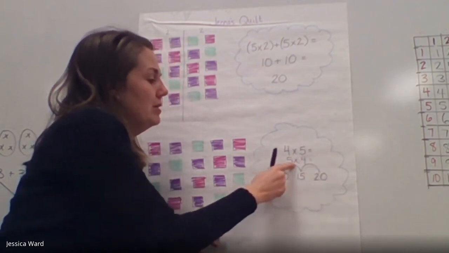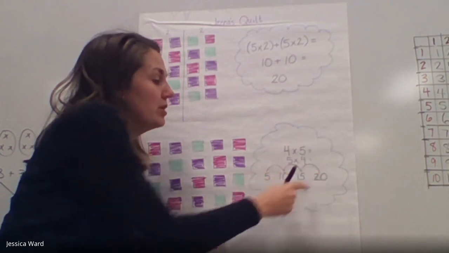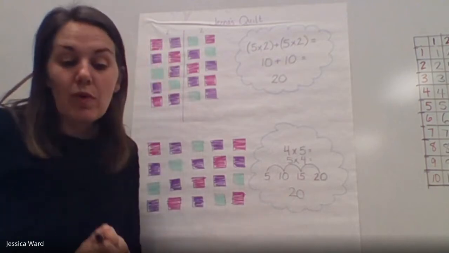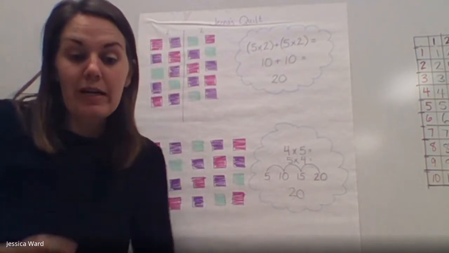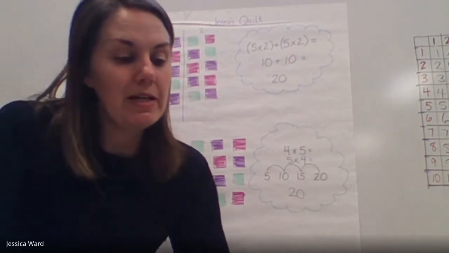I've made 1, 2, from this one, 1, 2, 3, 4 jumps. So my answer would be there's 20 squares total in Jenna's quilt. All right, go ahead and turn to the next page.